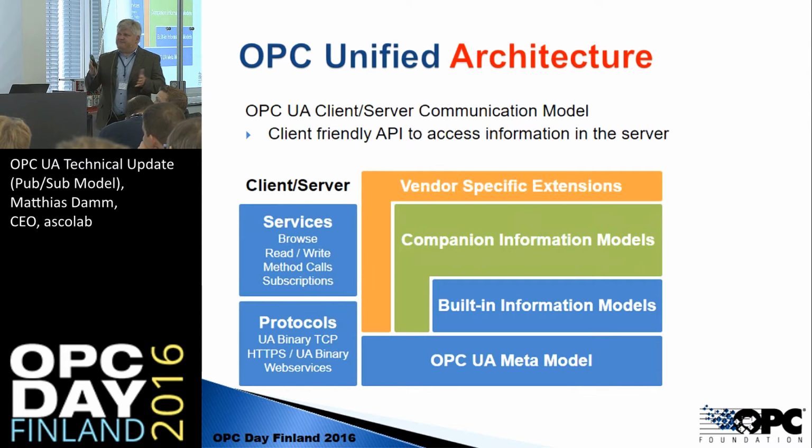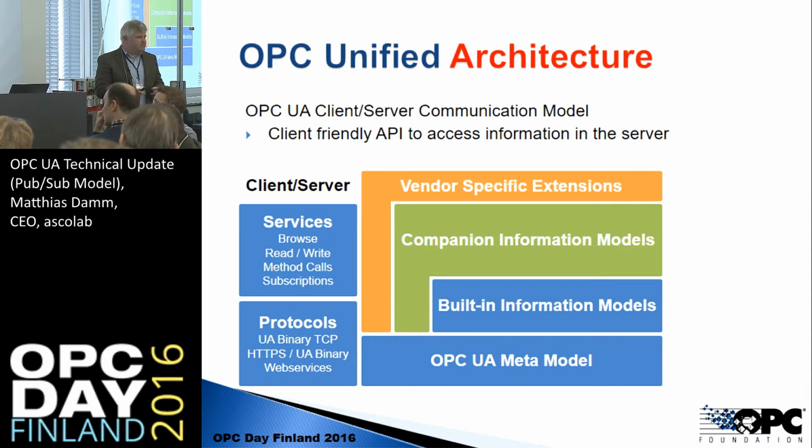And then for the communication, we have a client-server model. OPC UA defines a list of services, like browsing the available objects, available nodes, reading data, writing data, calling methods on the server, subscribing for events. So these are standard services. And to transport these service requests and responses, there are different protocols.